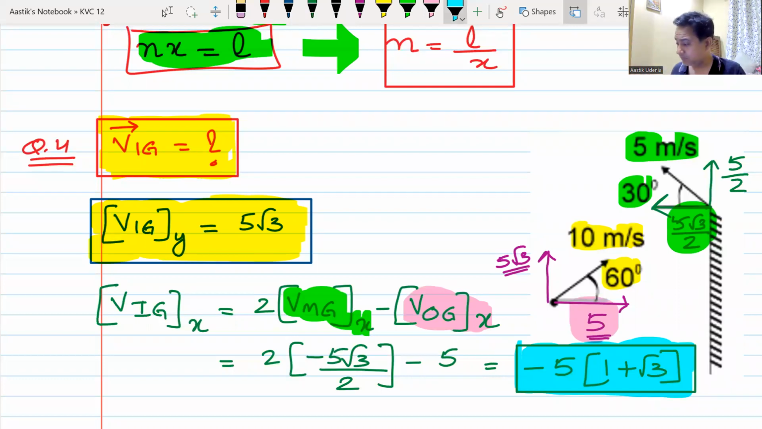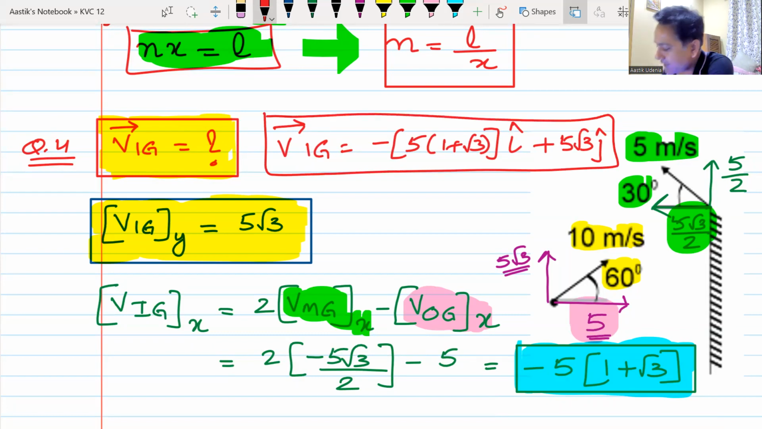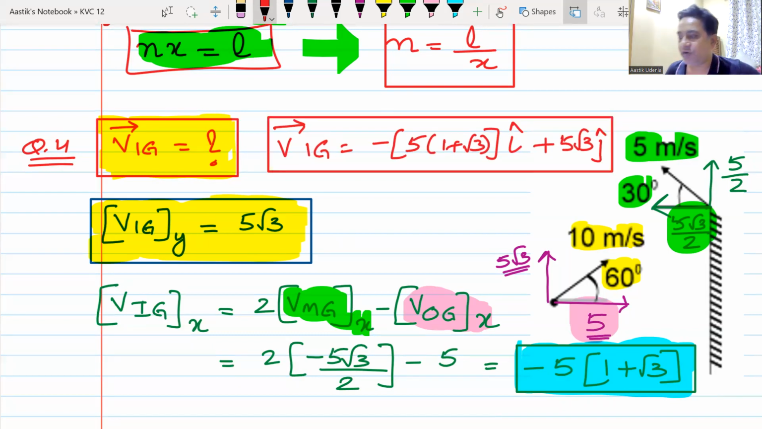It is very simple. Now I can just put the values here and get the answer for this one. Velocity of image with respect to ground, my dear friends, will be minus 5 times (1 plus root 3) times i plus 5 root 3 times j. And that is the final answer that we were searching for.